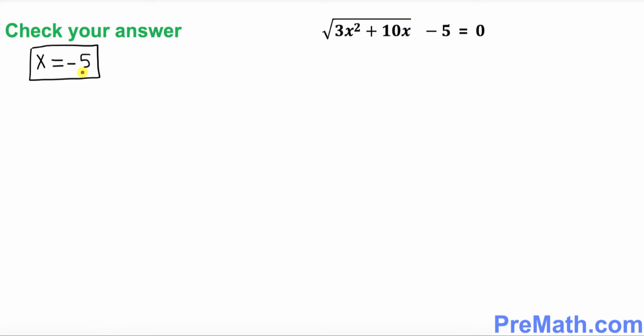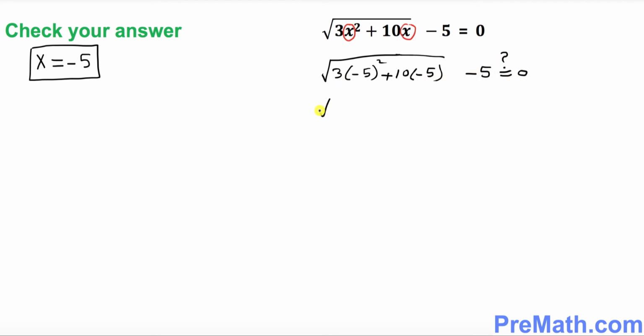So let's check our first solution, that was x equals -5. Let's plug it in. Wherever you see x, you replace it by -5. So this is simply going to become the square root of 3 times (-5) squared. And once again, there's another x over here, so be careful. Plus 10 times -5, and then we have a -5, and we want to see if the left hand side equals the right hand side, question mark.